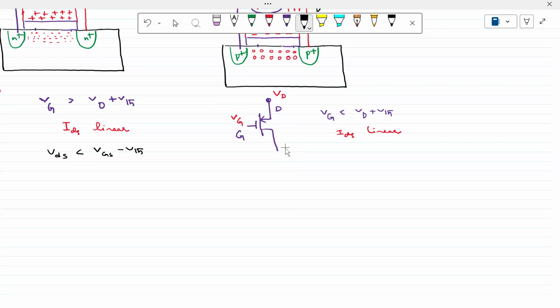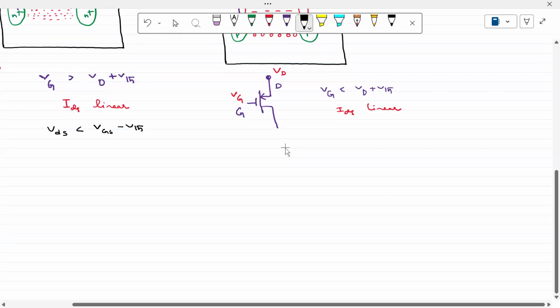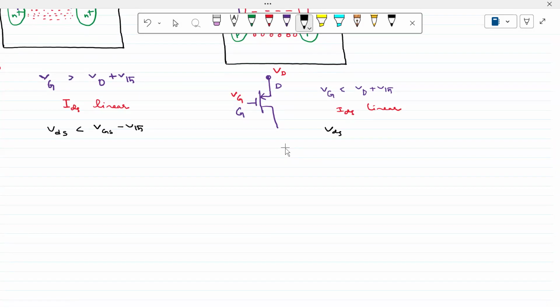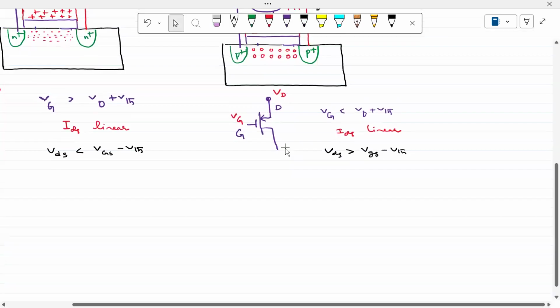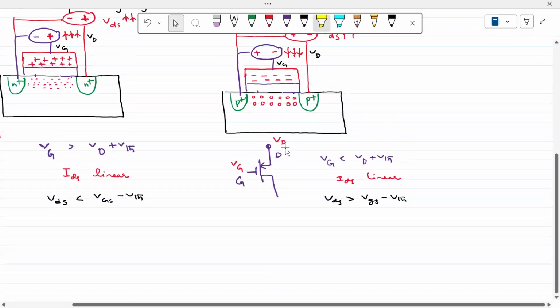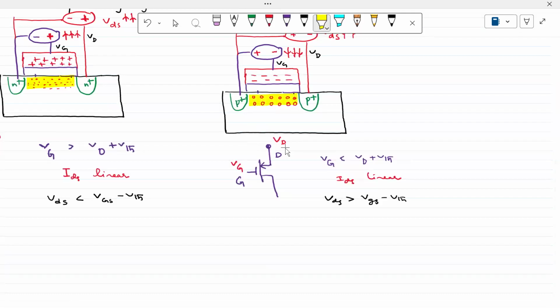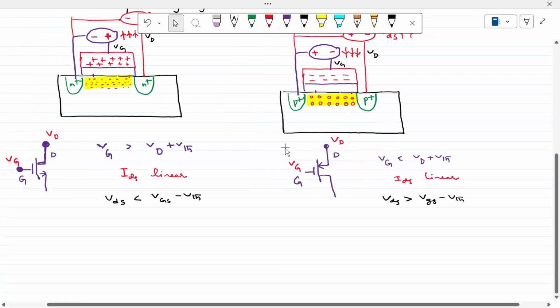Okay. Similarly here also, what is the VDS? Can somebody help me? VDS value is greater than VGS minus VTH. Did you catch this point? So therefore, the channel is effectively formed from this portion to this portion. The channel is available from this one to this one. Okay.